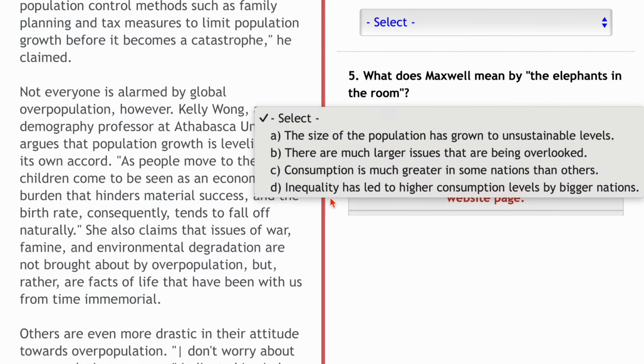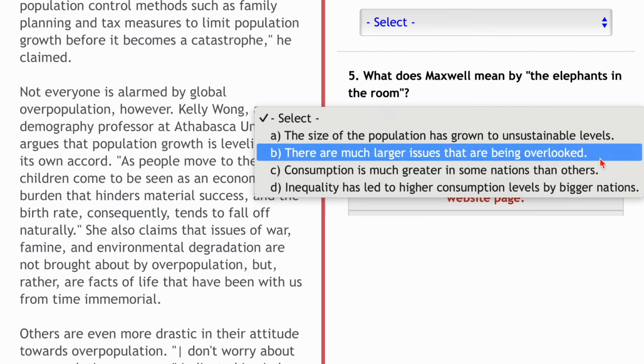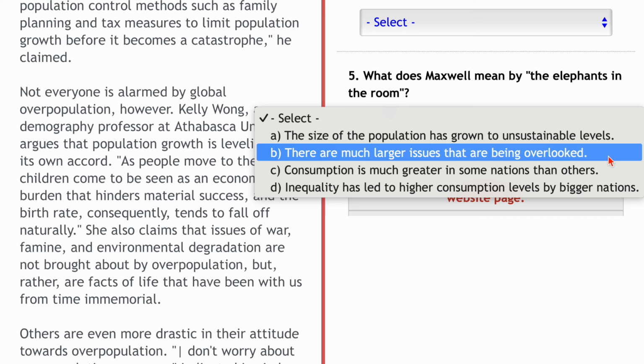So inequality has led to higher consumption? We don't know that. We don't know about bigger nations. She did say bigger or richer nations. Bigger here might not be the right word. She meant richer, but maybe that's another reason why D is wrong. So it's not D for that reason. So B or C? Okay, it's B. B is the answer.